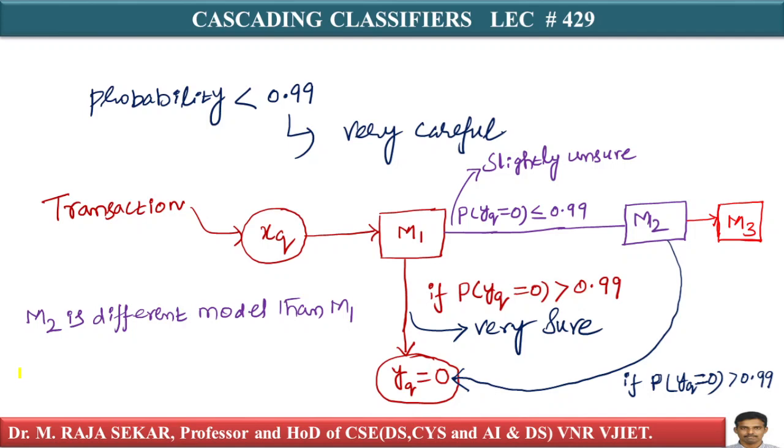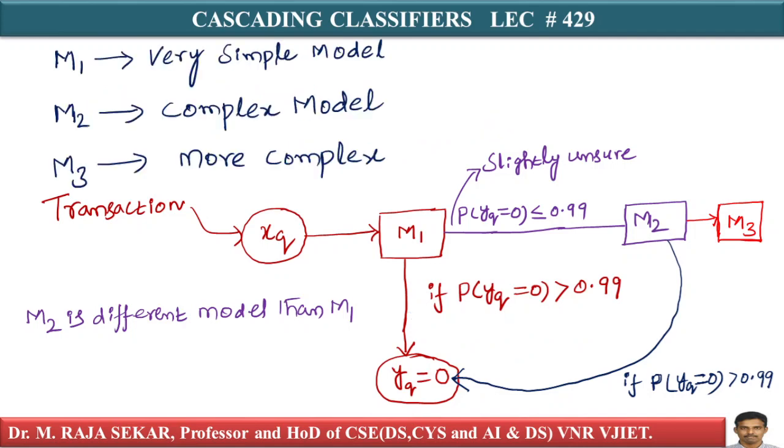Typically in credit card systems, at the end there is sometimes a human who actually calls the credit card holder and asks whether they have done this transaction, to be absolutely certain. This actually happens a lot in credit card transactions. So they have a bunch of models, but at the end they sometimes have human intervention. Let's assume there is a cascade of 10 models: M1 is a very simple model, M2 is a complex model, M3 is a more complex model.